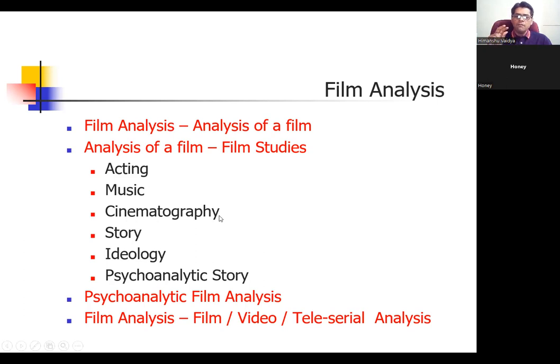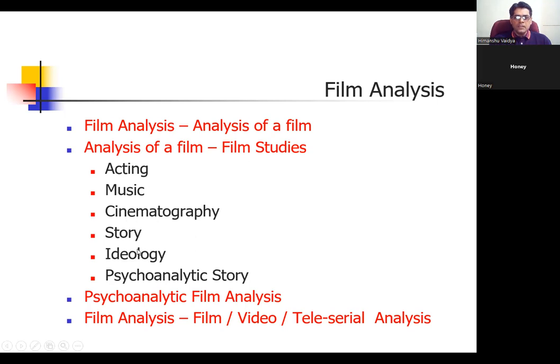And by film, we mean not only a feature film, it includes documentaries, videos, episodes of TV serials. It can even include a play. So we are using the word film as a rough equivalent of any independent audiovisual creation. Now there are various ways of analyzing a movie, a film, or episode of a TV serial or a play.